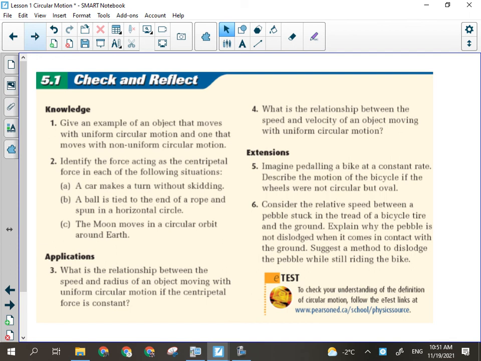Okay. Ball tied to the end of a rope. What's acting as a centripetal force there? Yeah, the hand or the rope, whatever's connecting the 2 things. The tension probably in the rope would be the thing that's pulling the object back towards the center. And then the moon moves into circular orbit. Gravity, yeah, force of gravity is acting as a centripetal force.